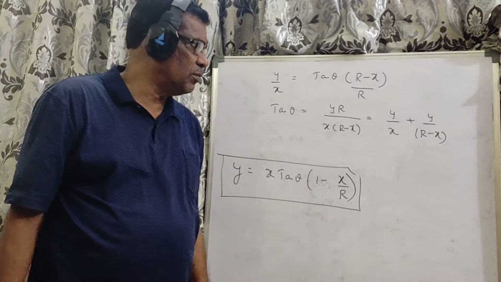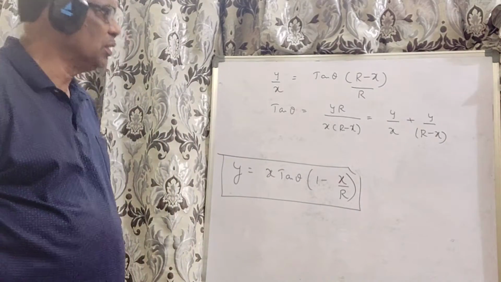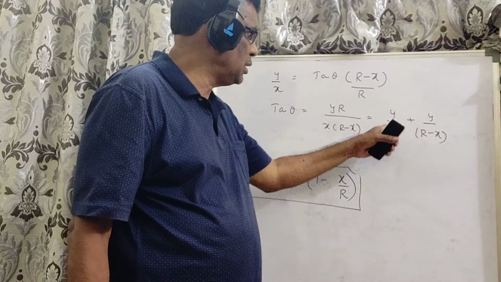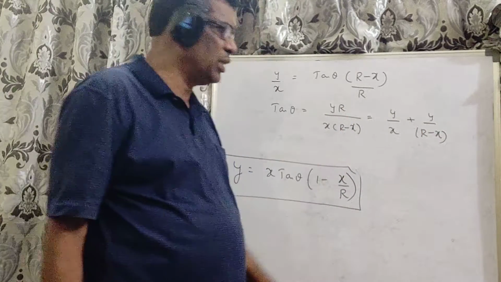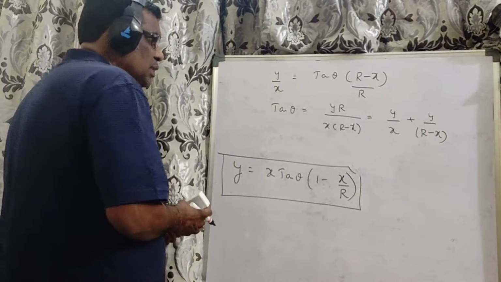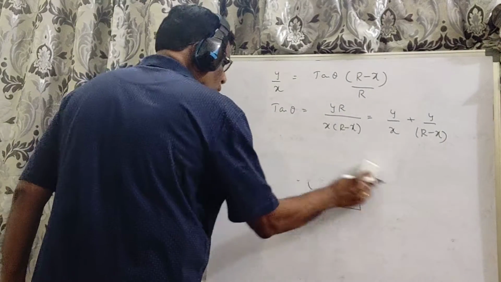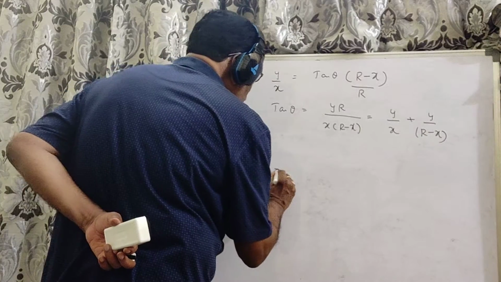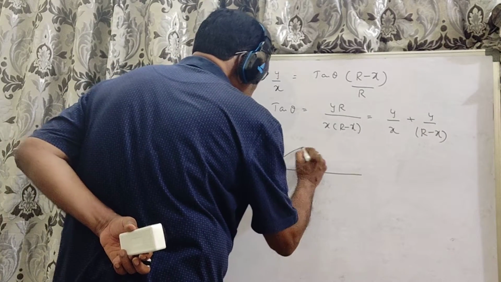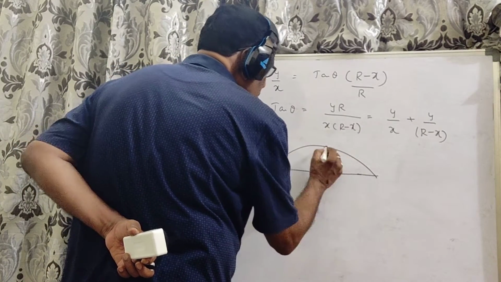You can see that y by x plus y by r minus x. If you take the LCM of x and r minus x, x gets cancelled, and you will get this. This is another way that you can write your expression. Now, what does this mean in this oblique symmetric projectile?